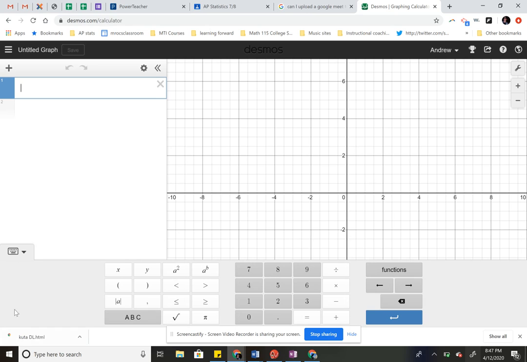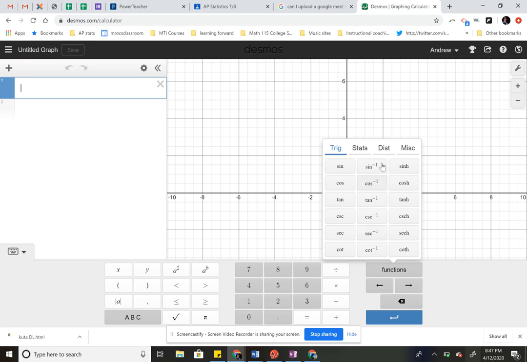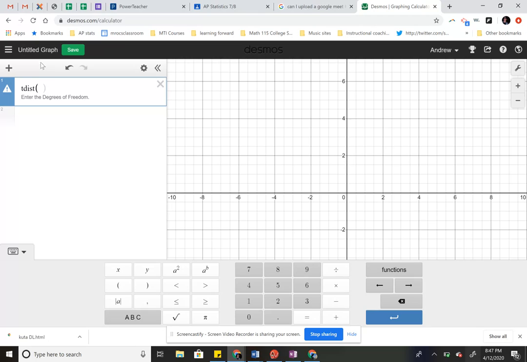So click this little thing in the bottom left. Go to Functions. Go to Distributions. T-Distributions. And it'll go up there. First thing it asks for is degrees of freedom, which was 19. So we had a sample size 20.